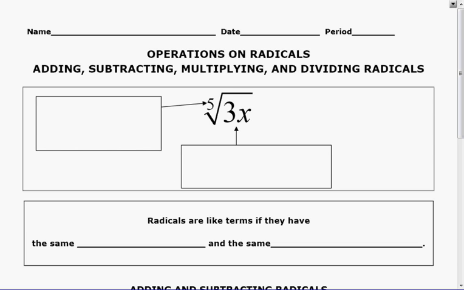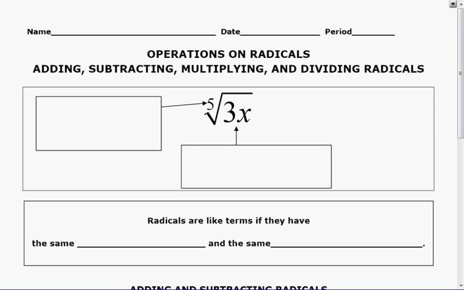Okay, hello and welcome to video 3. This is the third video in Unit 6. Unit 6 is radical functions, and today we're focusing on operations on radicals. So what that means is we're adding, subtracting, multiplying, and dividing radicals.